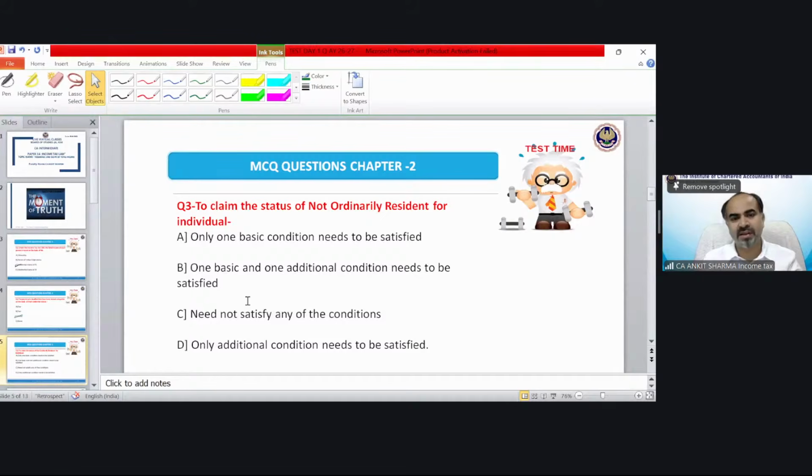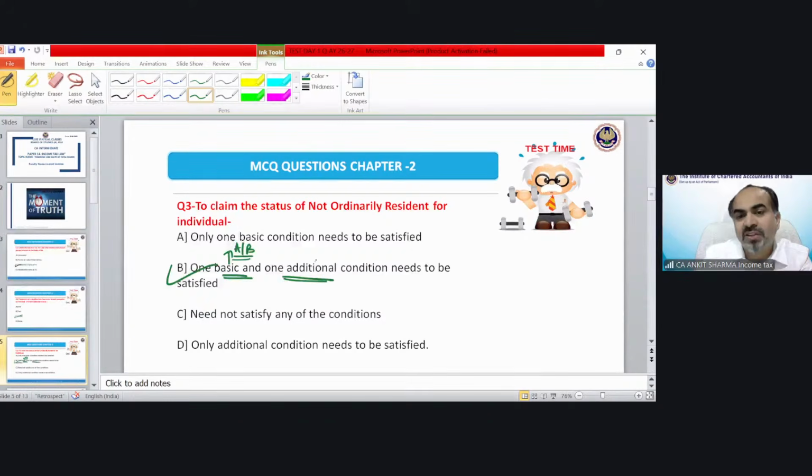So the correct answer is option B. One basic condition, which means either category A or category B, and one additional condition. Additional condition means, to become a resident and not ordinary resident, the conditions like less than 730 days or 9 out of 10 years. Those are called additional conditions. It is tricky language, but still one basic and one additional condition need to be satisfied. Basic condition means becoming a resident, and the additional conditions are less than 730 days, 9 out of 10 years.